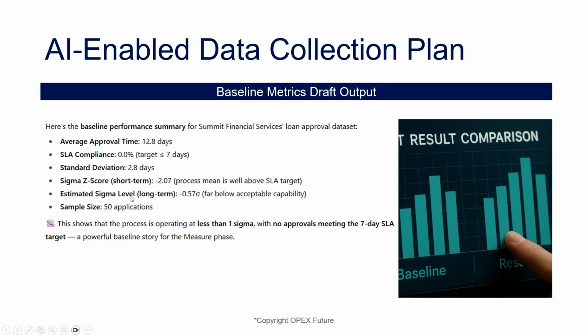Our estimated sigma level score long-term, we're looking at roughly 0.57 sigma, which is far below acceptable capability. In our sample size, we know we had 50 different loan applications and loan IDs in our original data table that we shared during the define phase. And this shows that the process is operating at less than 1 sigma, right? 0.57 sigma, with no approvals, 0, meeting the 7-day SLA target. And that's a powerful baseline story for the measure phase, right? We have very clear data telling us exactly how this process is performing in the current state.